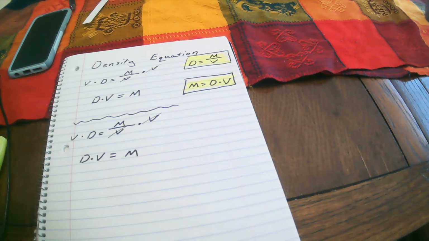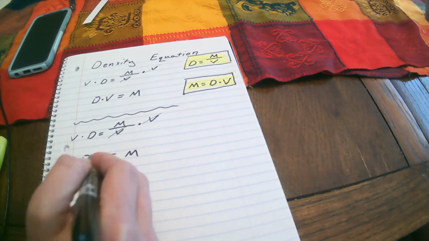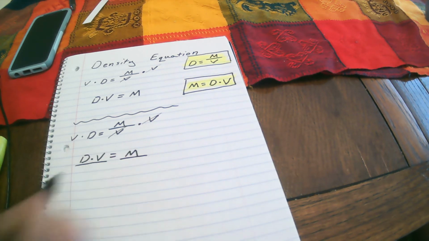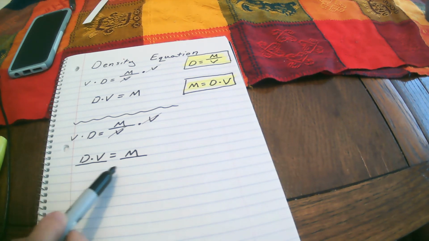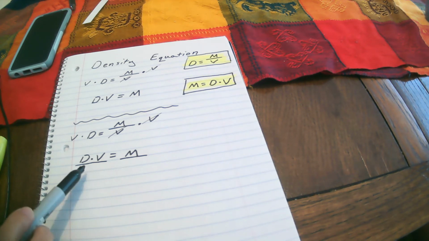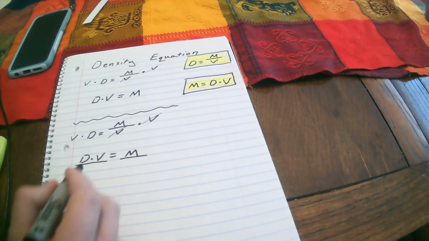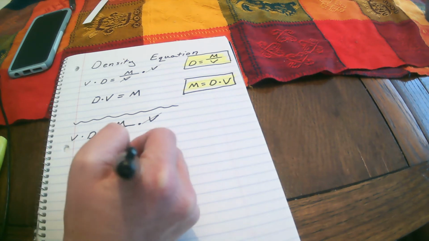If volume is being multiplied by density, how can I get volume by itself? What do I need to do? That's right, I need to do the opposite. I need to divide. What do I divide by? Well, I've got to divide both sides by the same thing. If I divide both sides by v, then I'm back to where I began. But I can divide both sides by d instead. Let's try that.